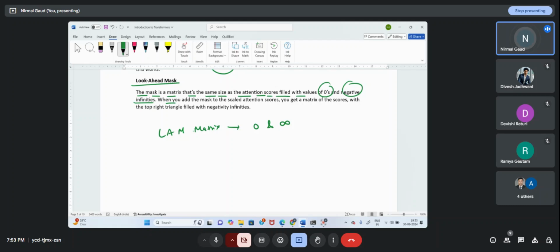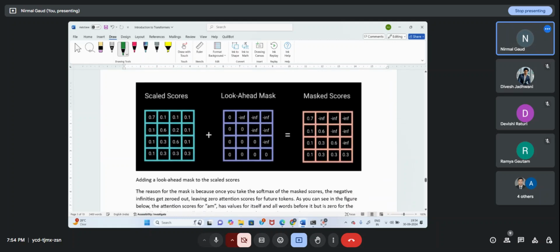And we are going to add the mask to the scaled attention score. We may get a matrix of scores with the top right triangle filled with negative infinity. How? Check it out. These are the scaled scores. We are going to add the mask to it.